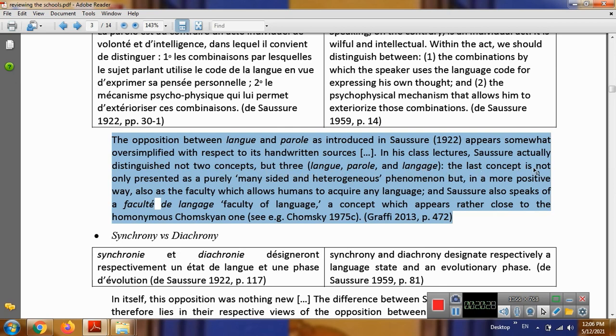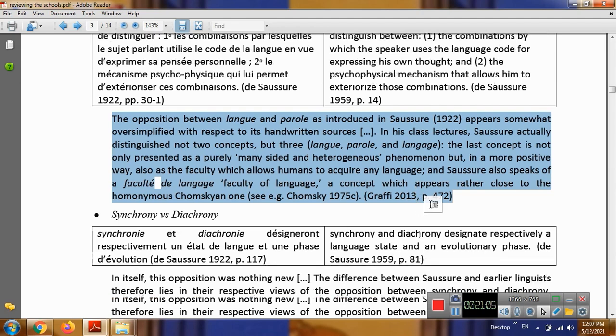The last concept, langage, is not only presented as a many-sided and heterogeneous phenomenon, but in a more positive way also as the faculty which allows humans to acquire any language. Language is considered as the faculty which allows humans to acquire any language. Saussure also speaks of the faculty of language, a concept which appears rather close to the homonymous Chomskyan one.